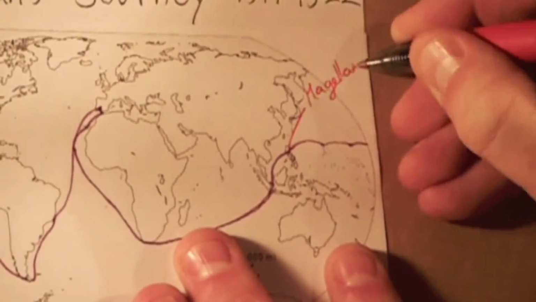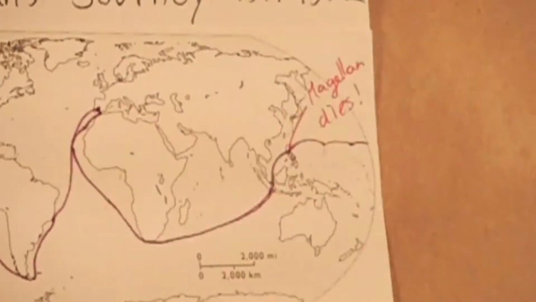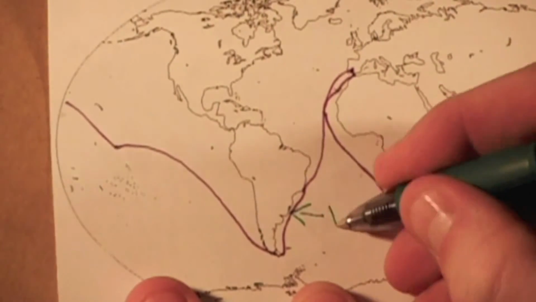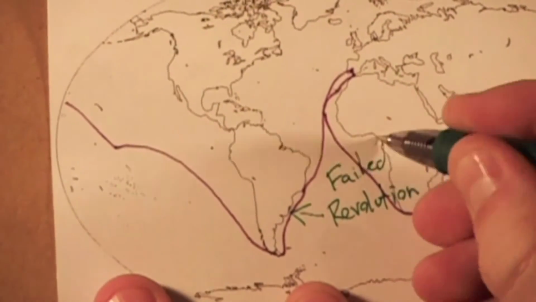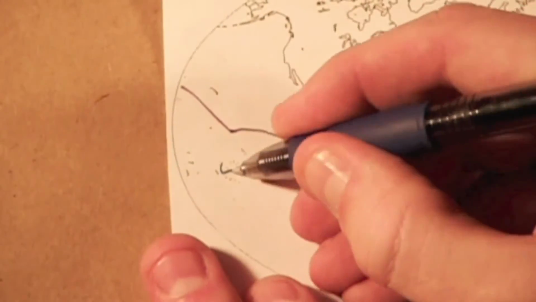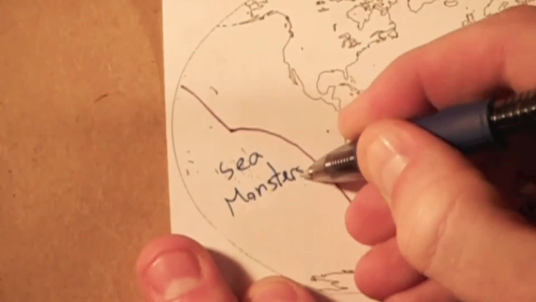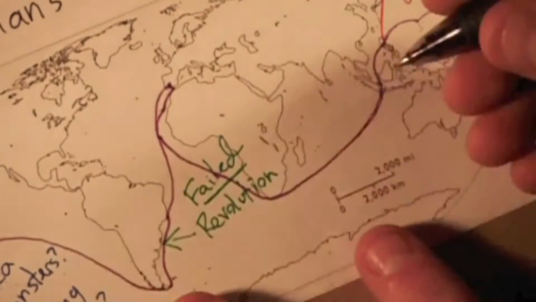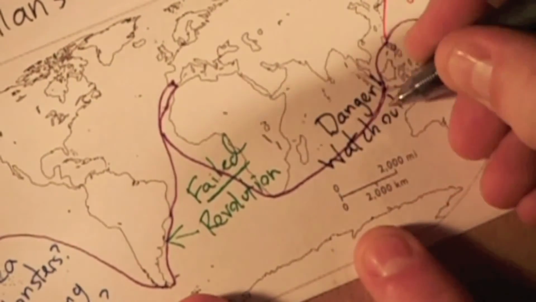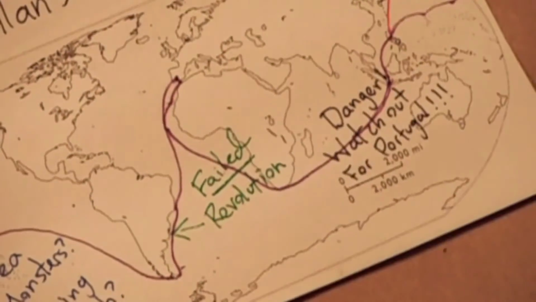Here, in the Philippines, Magellan was killed. In Brazil, there was a revolt, a failed attempt at revolution. In the middle of the Pacific, the crew thought they might have seen some sea monsters, but it was probably just flying fish. Keep in mind, they still had to avoid the Portuguese sailors. Spain was still Portugal's enemy.